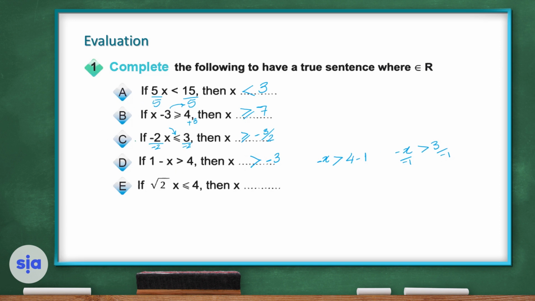Question E, we're going to divide both sides by square root of 2. So x is less than or equal to 4 over root 2. Rationalize the denominator by multiplying both sides up and down by square root of 2. So 4 root 2 over 2. Then x is less than or equal to square root of 2. So here x is less than or equal to square root of 2.